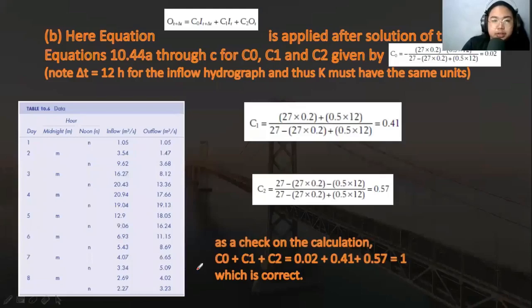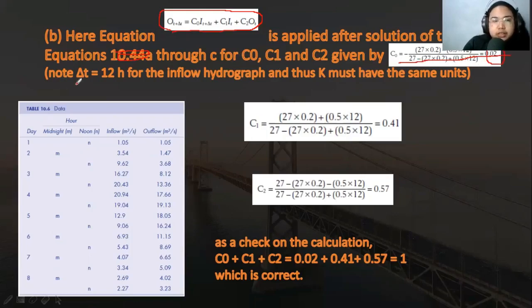Yan. For letter B naman, ito ang solution. Ito kanina yung given na si Muskingum. Muskingum is sinubstitute kay inflow kay continuity equation, applied after solution of the equations. Equations na ito. Ito siya na equation is for C sub 0, and then C sub 1 and C sub 2 given by ito. Ito na magiging answer. Actually, direct substitution lang talaga siya.